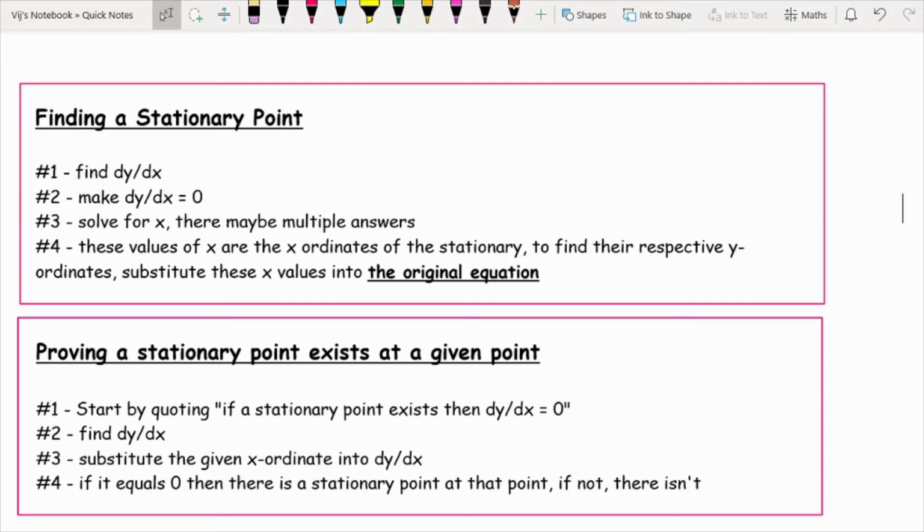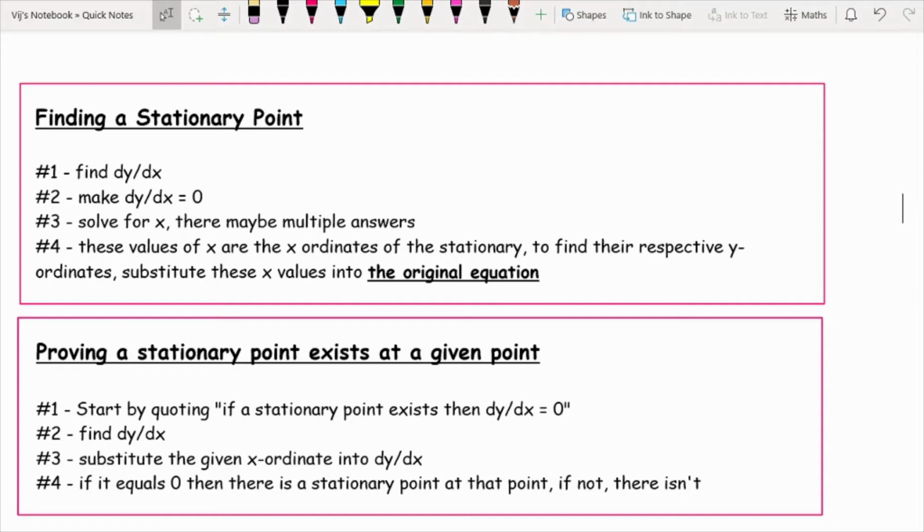The next thing that we can also get asked to do is to prove that a stationary point exists at a given point. So what I mean by that is if you were given a question to say, for example, show that the curve y equals x to the power 4 plus 3x cubed plus 2x squared minus x plus 6 has a stationary point at 6.